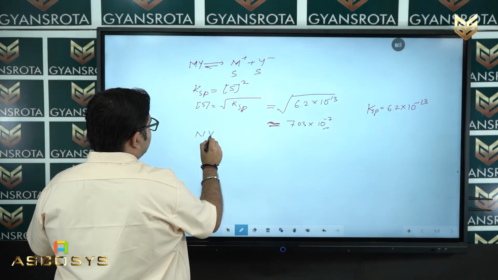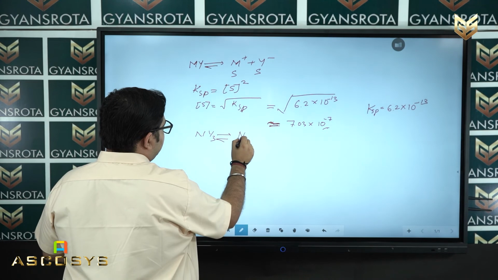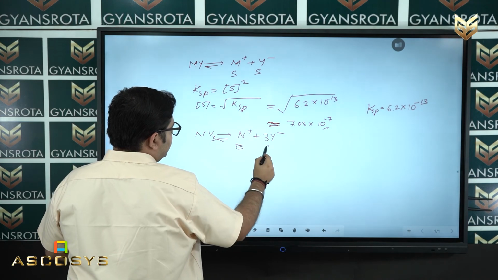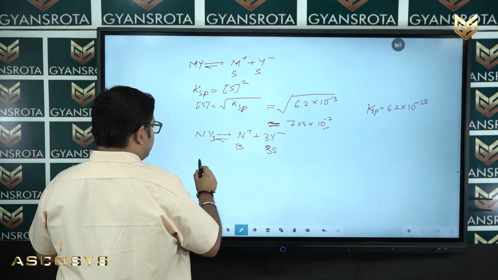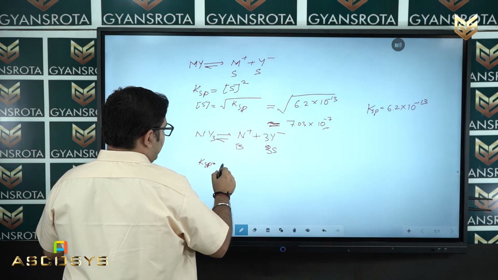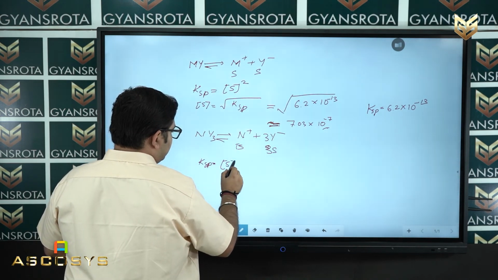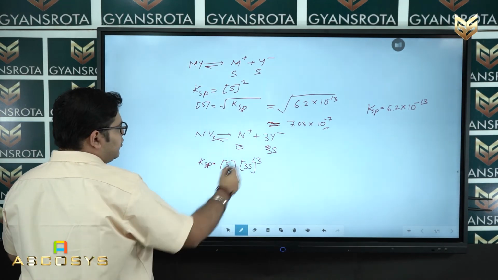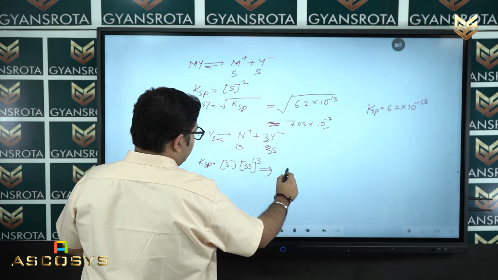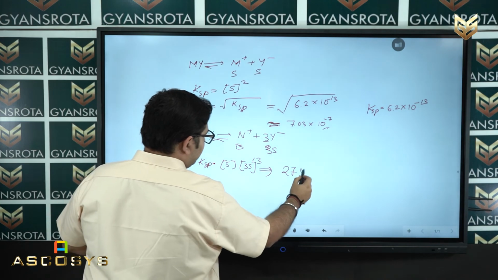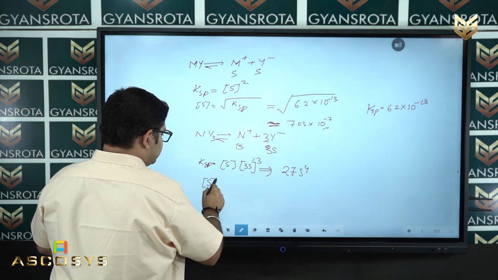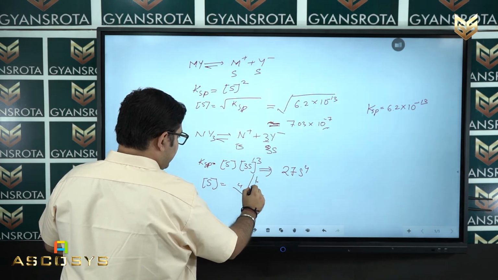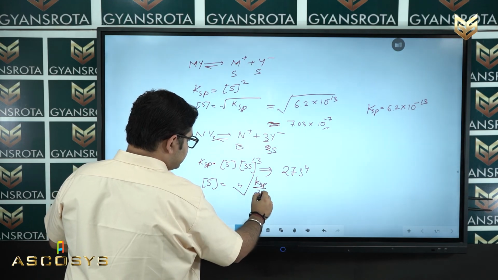Now, NY3, if it dissociates, it gives N+ and 3Y-. So, again the concentration of N is S mole per liter, and here it should be 3S mole per liter. So, what is the Ksp for this? It is S into (3S) to the power cube. Do not forget to keep this power cube because of this 3. So, what are you getting? You are getting 27 S^4, and the concentration of S here will be the fourth root of Ksp by 27.